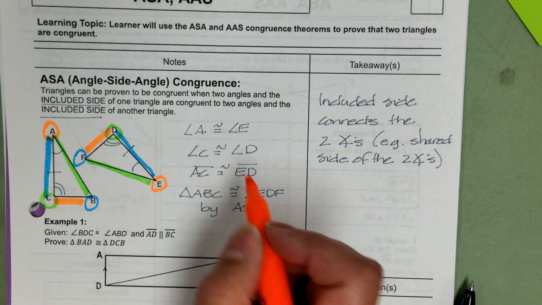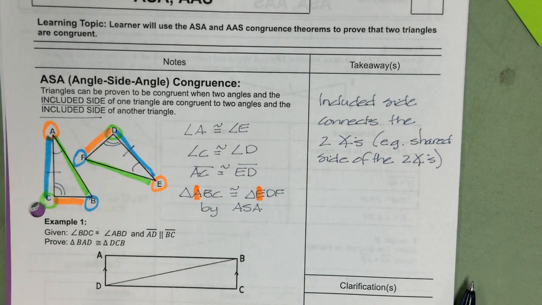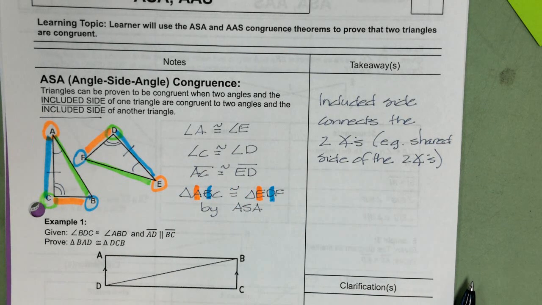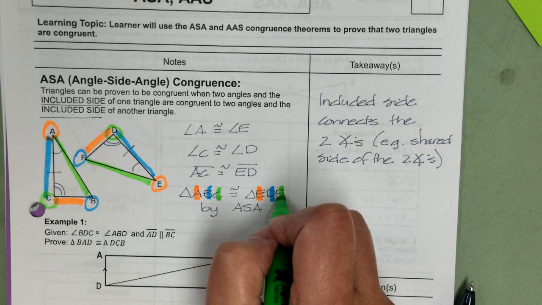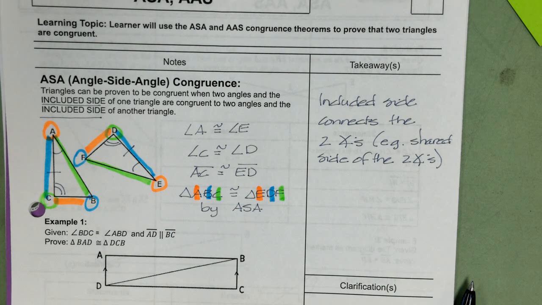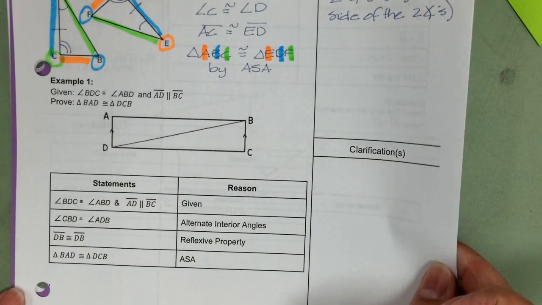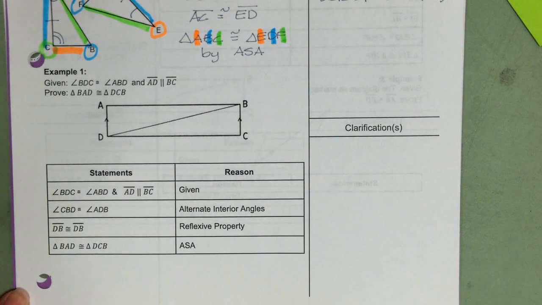And again, with your congruency statements, you want to make sure that your corresponding angles are in the same position for each of the triangles. So let's look at example 1. Example 1 has everything filled out, but let's walk through it.